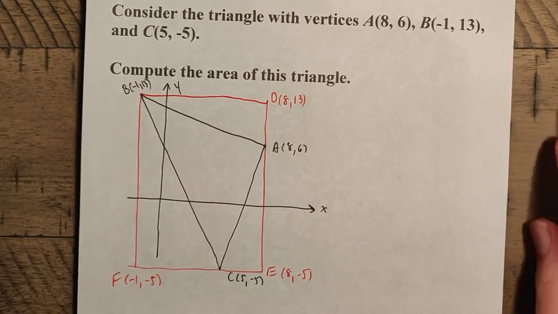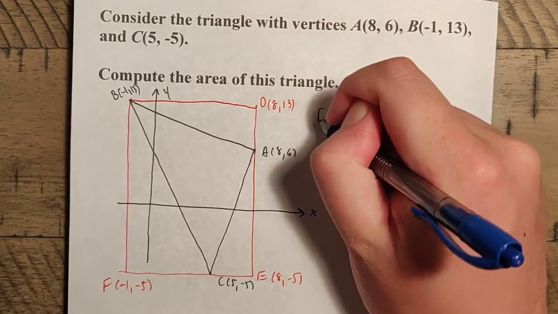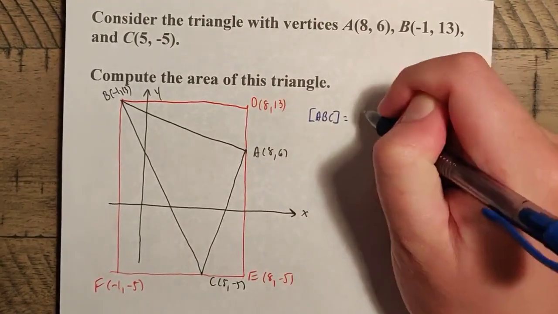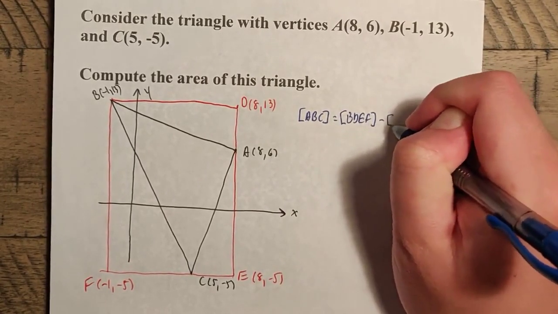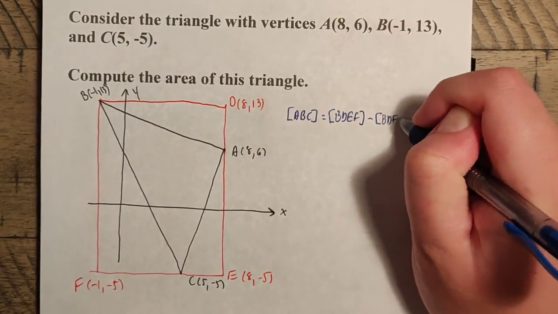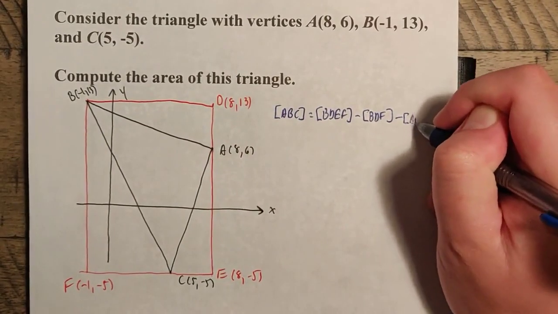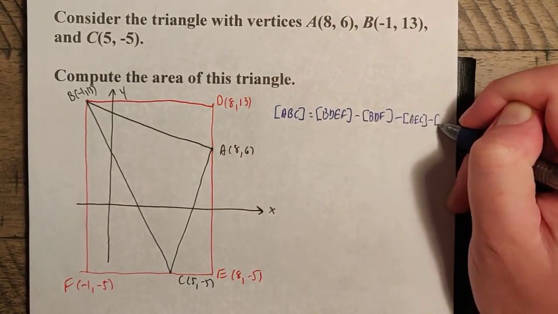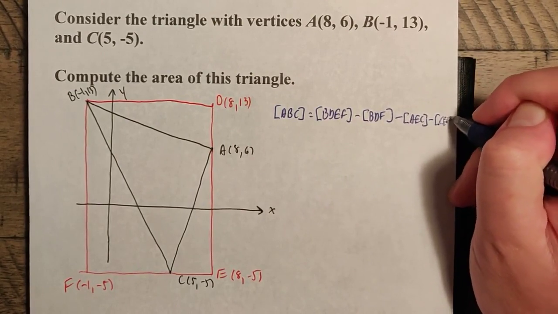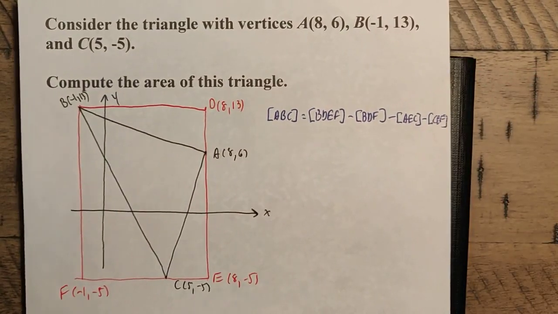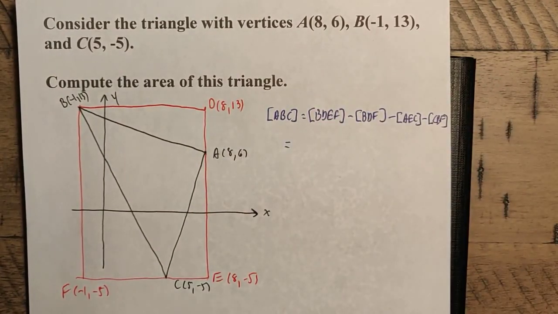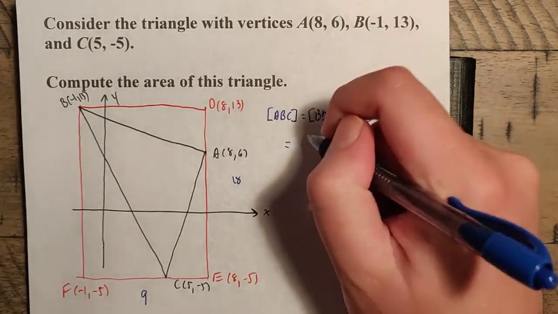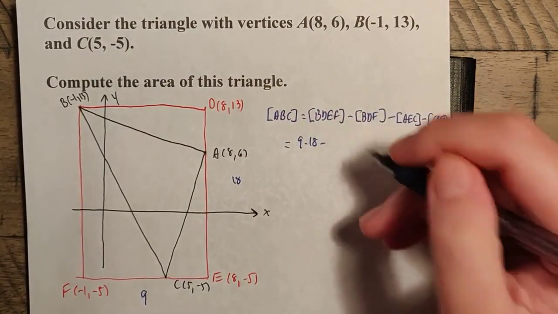So it makes sense for us to write that the area of triangle ABC is the area of BDEF minus the area of the three triangles, BDA and AEC and CBF, right? So we can just go ahead and sketch that out here. BDEF is a rectangle. This has dimensions of 9 by 18, so we can write that out. It's 9 times 18 minus the area of each of the triangles.